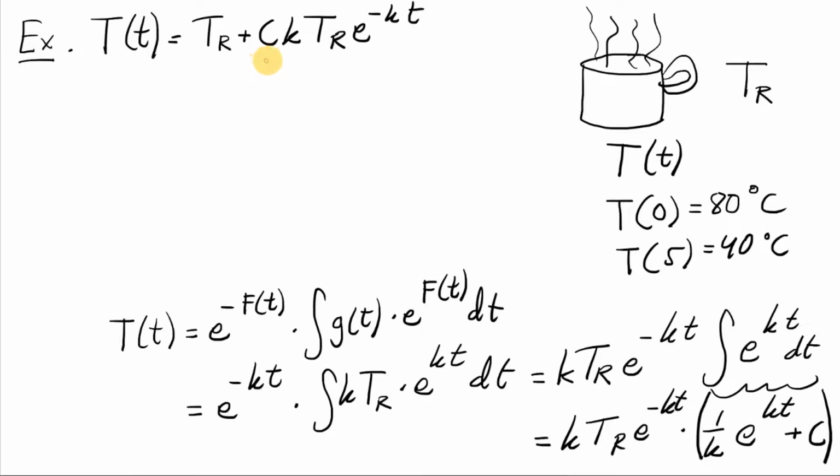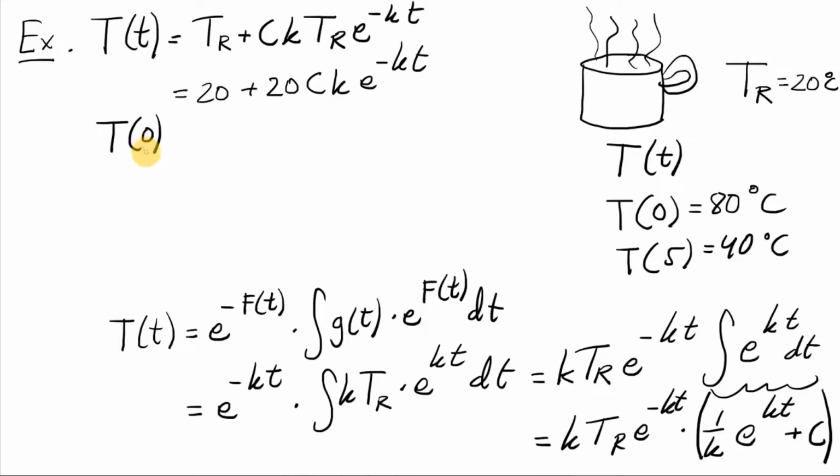Now we have some unknown constants, C and K. TR, the room temperature, we have to decide on. So let's say that's 20 degrees Celsius. So we get this function. Using the initial condition, then the temperature at time 0 should be 80.